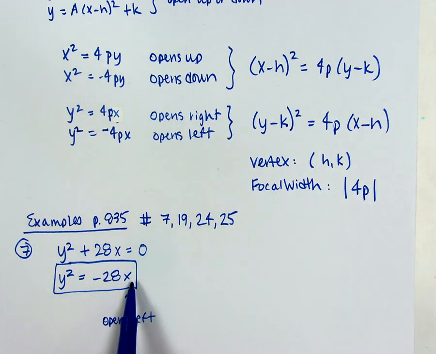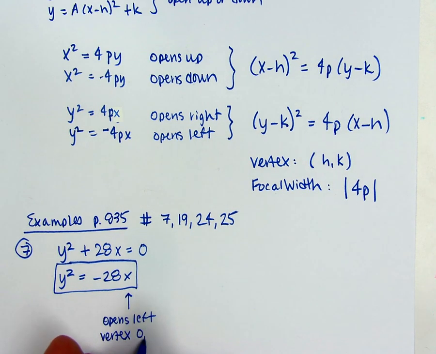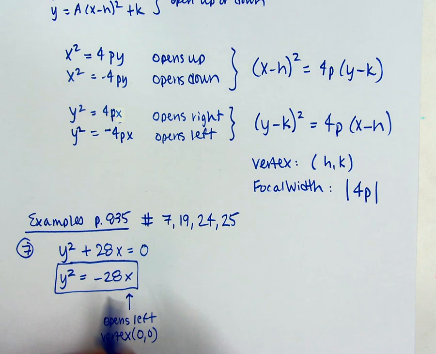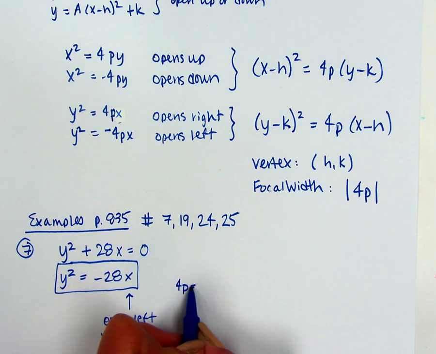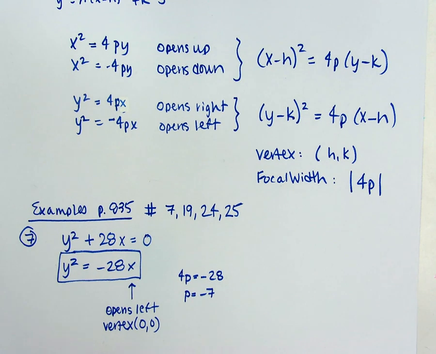Since there's no number being added or subtracted to x or y, my vertex is at 0, 0. And it would be helpful to find the value of p. So I know that 4p is equal to negative 28, so p is equal to negative 7. Okay, so you can start graphing, and that will help you actually answer some of the other questions. So this one wants you to identify the focus, the directrix, and the focal width.